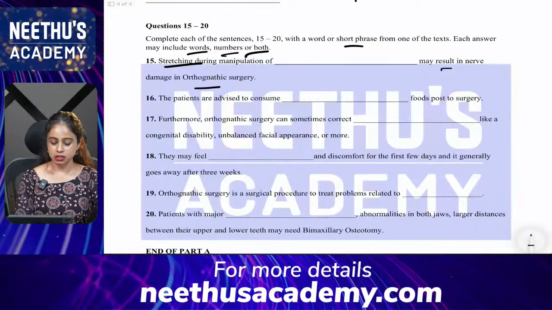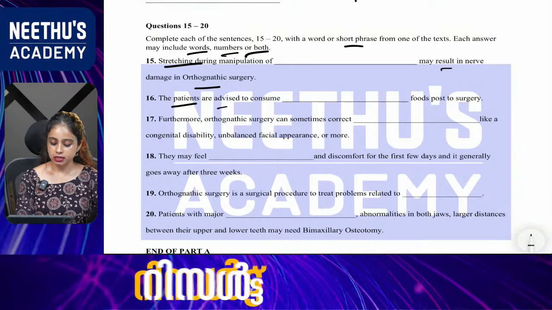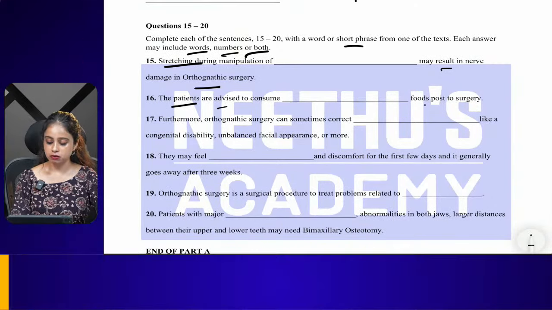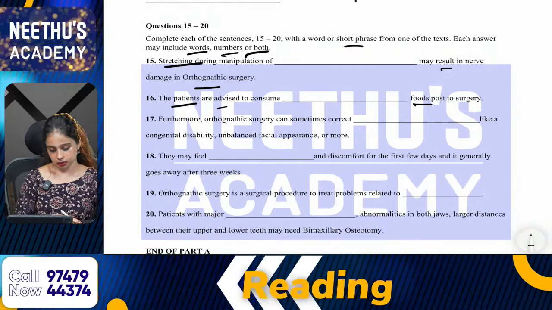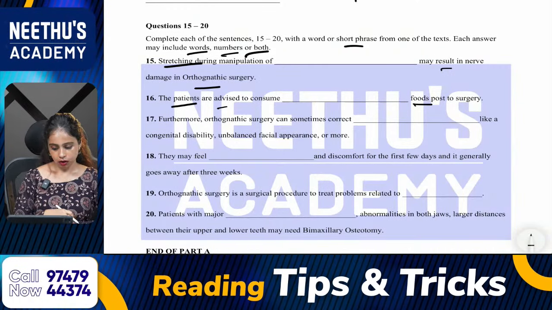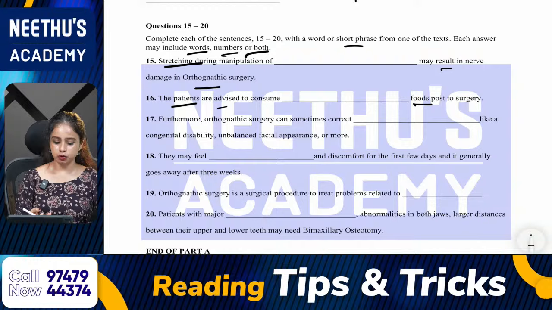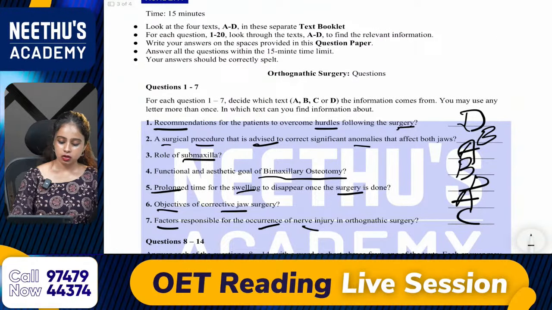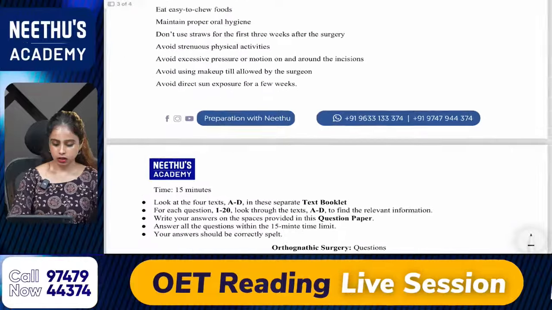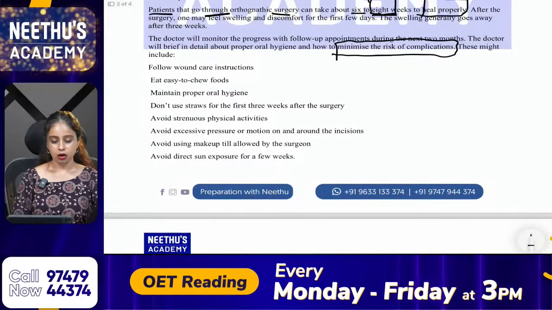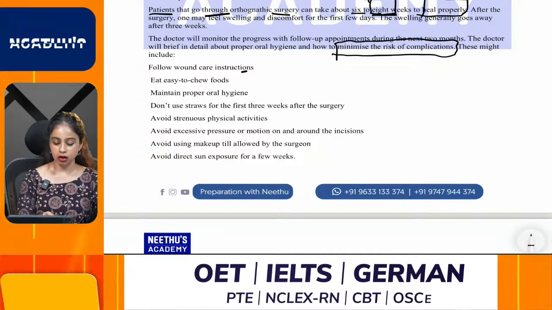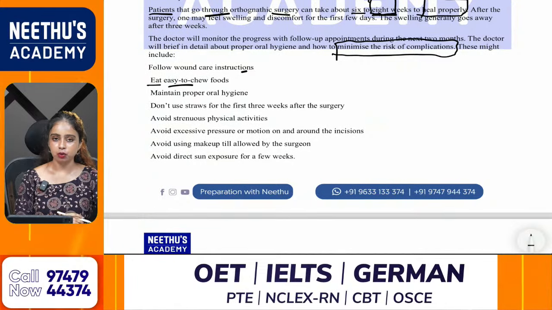Then the 16th question. The patients are advised to consume dash foods post to surgery. So, what is the correct answer? Post surgery, complications of post surgery, which is instructions that we can follow after the surgery. So, that is from text D. Okay. So, follow wound care instructions. So, what is the first point mentioned there? Eat easy to chew foods.